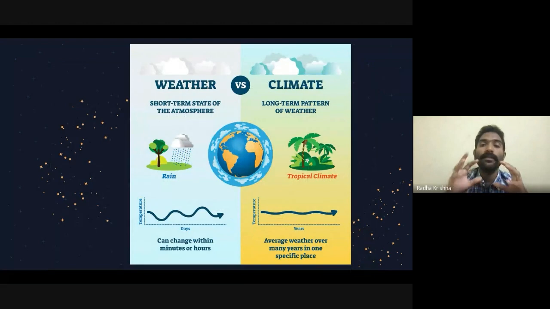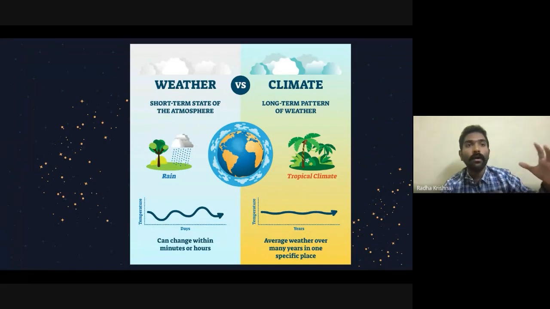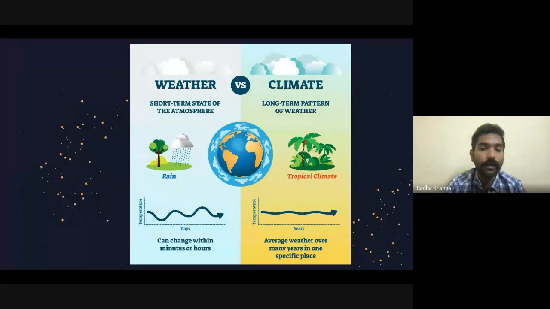And this is where we have to understand the concept of weather and climate. Weather is the short term state of the atmosphere. It all depends on what is happening in the local sense, what happened yesterday, right? And what is making the rain today, etc. And it can change within hours, within days, or even within weeks.